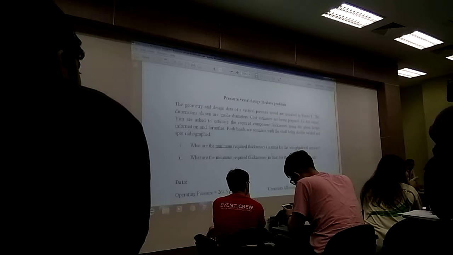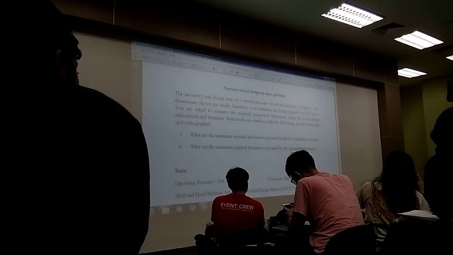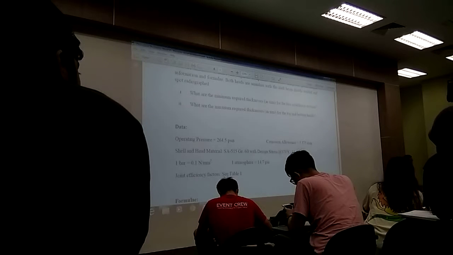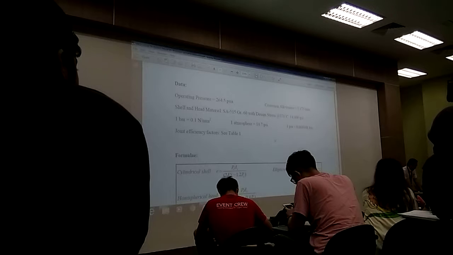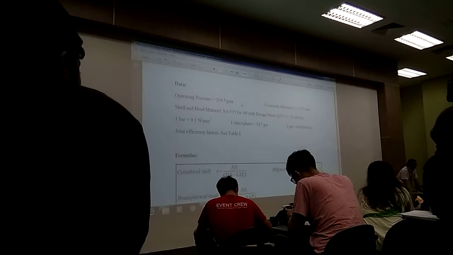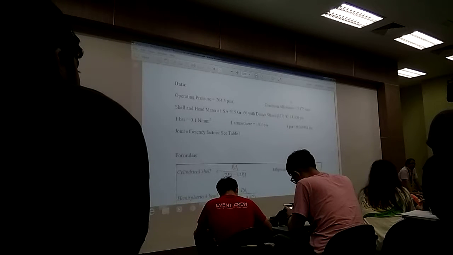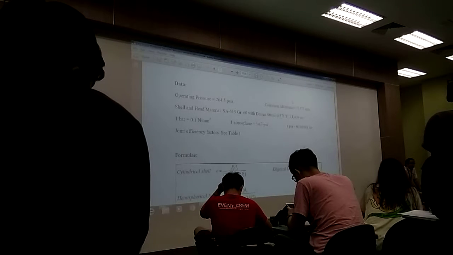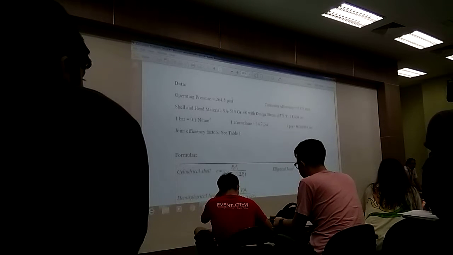What are the minimum required thicknesses for the two cylindrical sections? Do the calculation, substitute all the values. Operating pressure is already given to you. Remember the difference between operating pressure and design pressure. For design pressure you need to add 5 to 10% to the operating pressure.